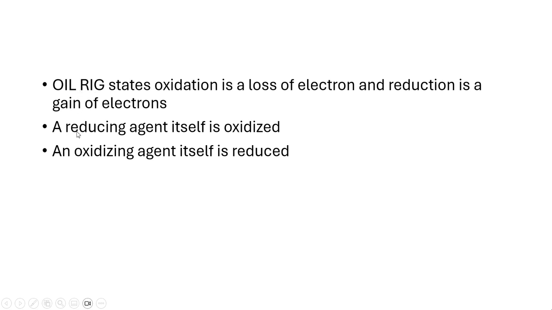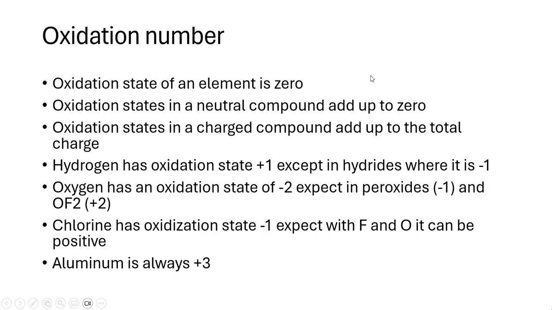A reducing agent reduces other things, but it itself is oxidized. So a reducing agent gets oxidized, and because it loses electrons, it makes another thing gain electrons, so therefore it reduces the other thing. An oxidizing agent itself gets reduced, so it gains electrons, but it oxidizes other things because it makes them lose electrons.